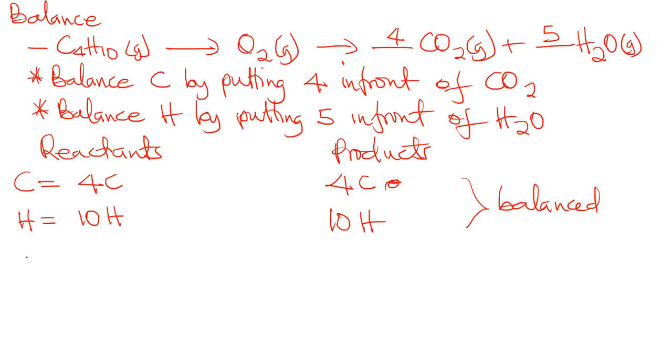Now let's go to oxygen. We have 2 oxygen on the reactant side. But look at the number of oxygen here. 4 times 2, so this one has 8 oxygens. Then 5 times 1, this one has 5 oxygens. So the total number of oxygens is 8 plus 5, which is 13 oxygen. So these are not balanced. The reason is we have 13 oxygen on this side, and we have 2 oxygen on this side. So how do we balance this?